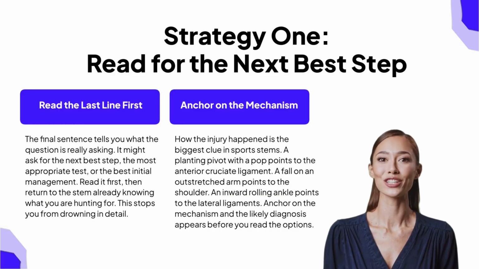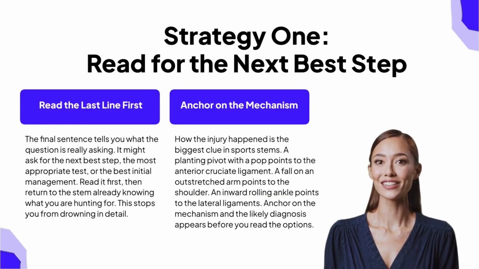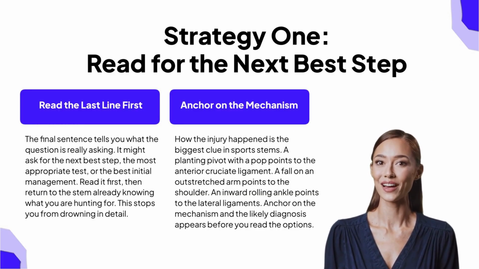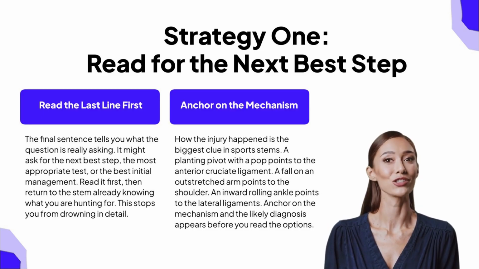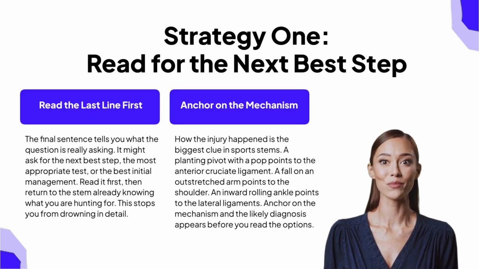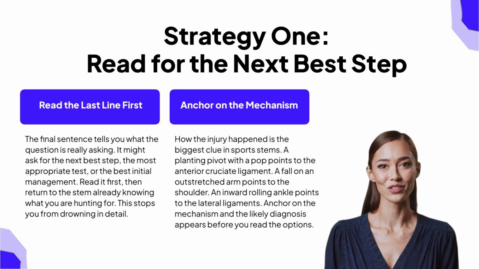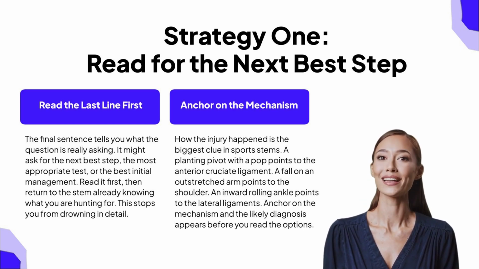Our first strategy is to read for the next best step. Start with the last line of the question. That sentence tells you what is actually being asked, whether it is the next best step, the most appropriate test, or the best management. Once you know the question, go back and read the stem with that goal in mind, and you will stop drowning in detail.